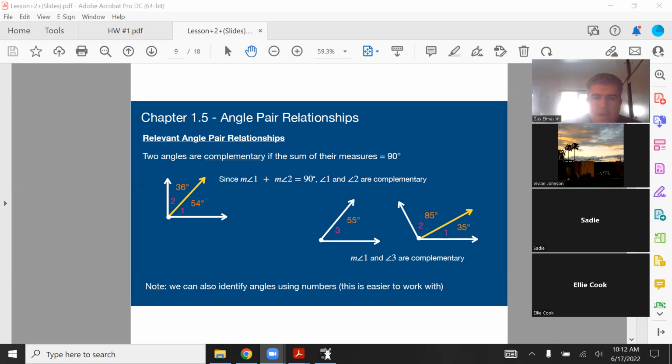Complementary means two angles add up to 90. Very simple. So 36 and 54 are complements of each other. They add up to 90. Or here, 55 and 35, those add up to 90, those are also complements of each other. That's all. Just adds up to 90. Nothing more to it than that. And that's just something we'll see often in this class.